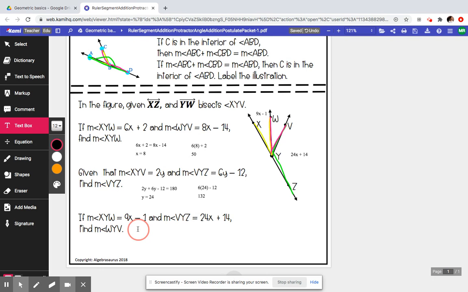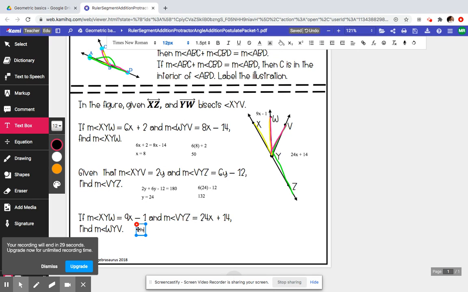I'm going to put this in parentheses because it's going to look a little confusing. 9x minus 1, plus another 9x minus 1, plus 24x plus 14 will equal 180. We can do the problem and find that x equals 4. But that's not what we're looking for, right? We're looking for WYV. So replace x with 4, and your answer will be 30.